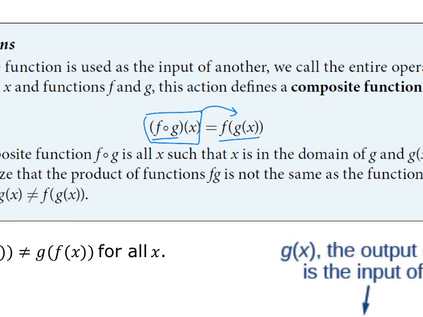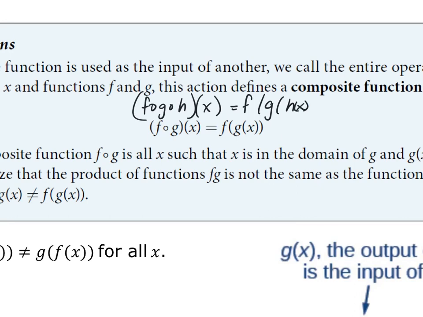If you have a long list of compositions, which you can have, if you have f composed of g of h of x, then f is the most outside function, g goes next, and h is the most inside function. So compositions of functions doesn't just include two functions, it can include multiple functions. And you do it one step at a time. You're going to put the h function inside the g and that answer back into the f.